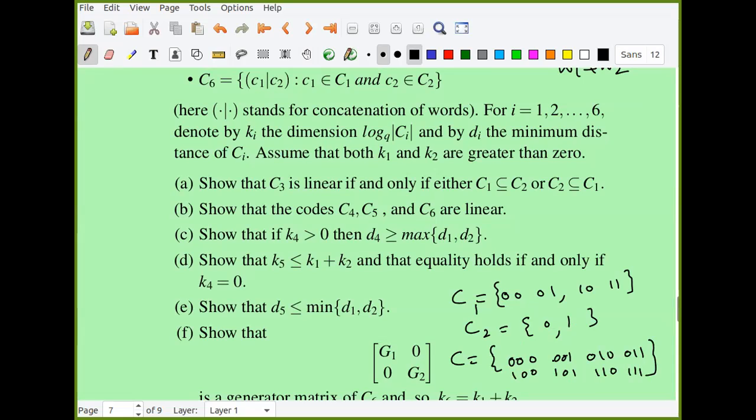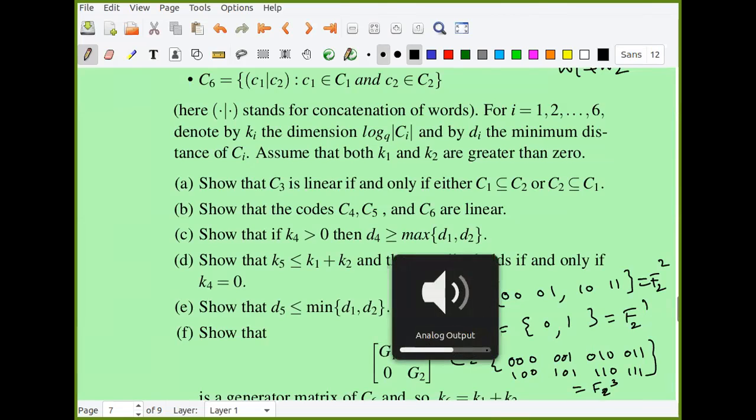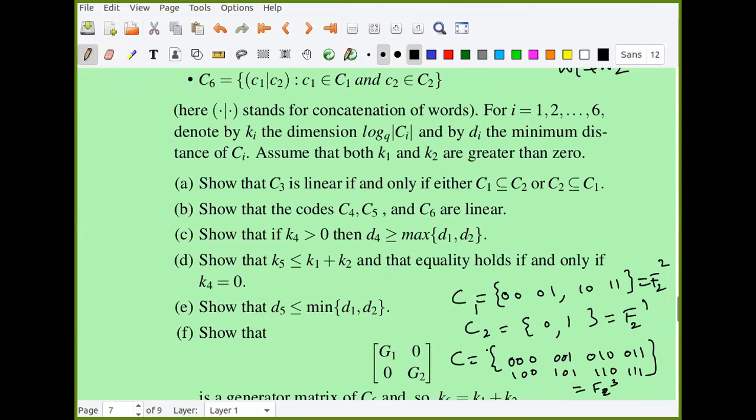Is it a linear code? It is exactly F2 to the power 3. Very luckily, in this case we get all the vectors in F2 to the power 3. So this is also a linear code. So do you understand this concatenation? Suresh, what about you? So now the question is, is it a linear code or not?